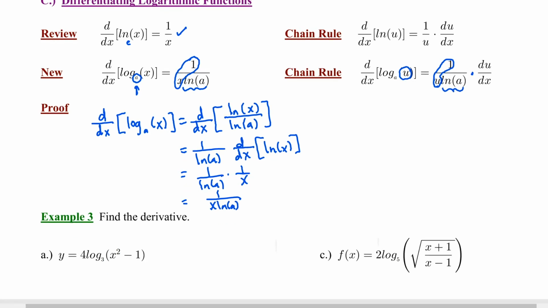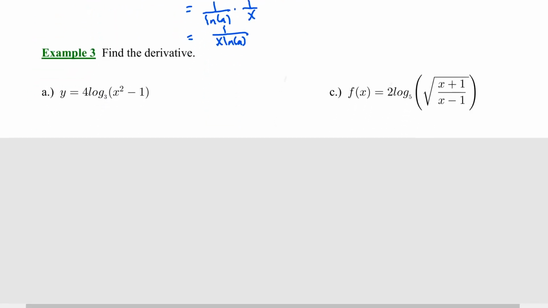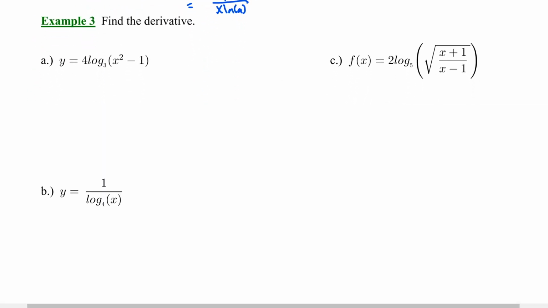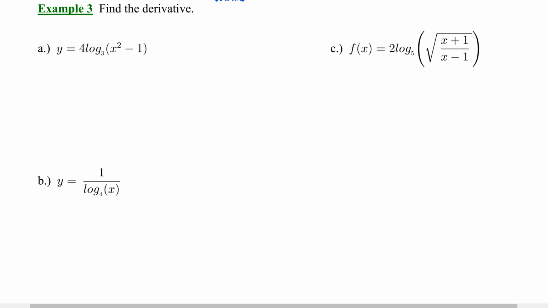Let's apply this new formula to a couple of practice problems. Example 3, find the derivative. So we can call this derivative y prime or dy over dx. First of all, notice we have a constant coefficient. That filters through to the derivative. And then we're going to differentiate a logarithm with base 3. To differentiate a logarithm with base 3, we're going to take the argument of the logarithm and put it in the denominator, and the derivative of that argument goes in the numerator.